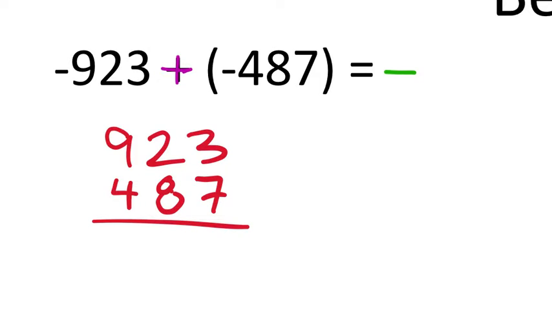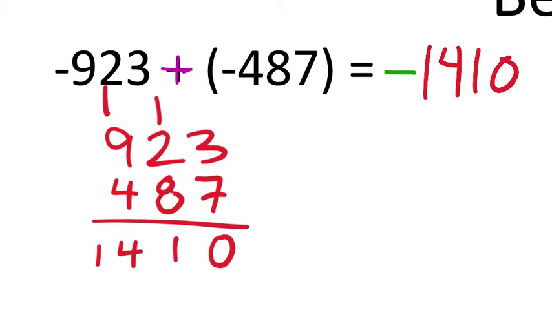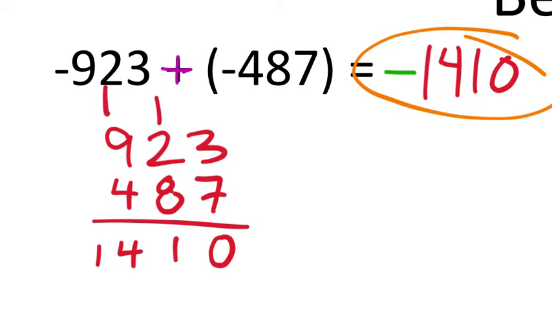In the ones place value, 3 plus 7 is 10. Carry the 1. 1 plus 2 is 3, plus 8 is 11. Carry the 1. Now the hundreds place value, 1 plus 9 is 10, plus 4 is 14. So that's how negative it would have been, negative 1,410. And that would do it right there.